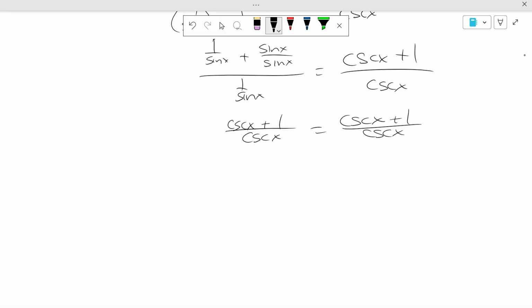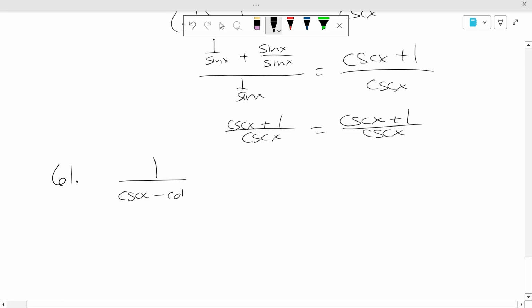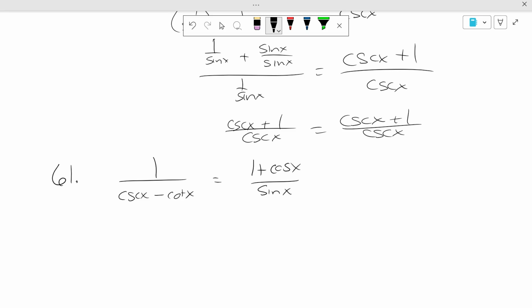Next, 61: 1 over cosecant of x minus cotangent of x equals 1 plus cosine of x over sine of x. The denominator has subtraction, no addition or subtraction in the numerator. We have addition in the numerator, no addition or subtraction in the denominator. So I'll multiply by the conjugate: cosecant of x plus cotangent of x.